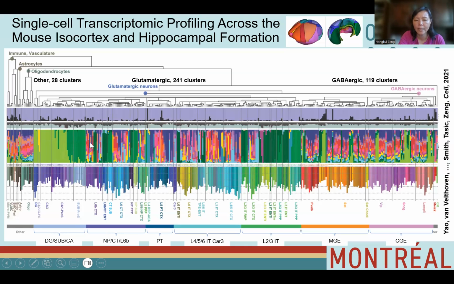On the glutamatergic side, the number of clusters has expanded dramatically. There are still a number of clusters or cell types that are specific to particular regions, but at the same time, we also observed that many more cell types are now shared between different regions, especially among neighboring regions, and there exist all kinds of gradient distributions of those shared cell types in dimensions such as medial, lateral, or anterior, posterior.